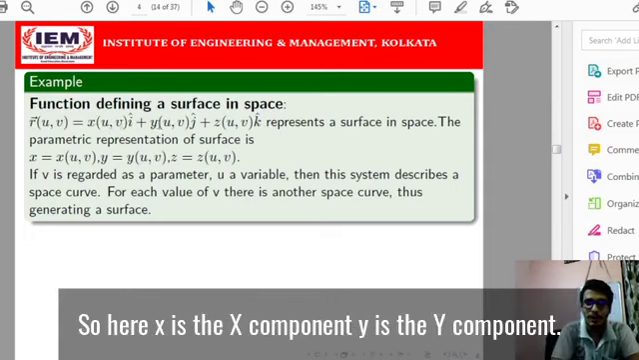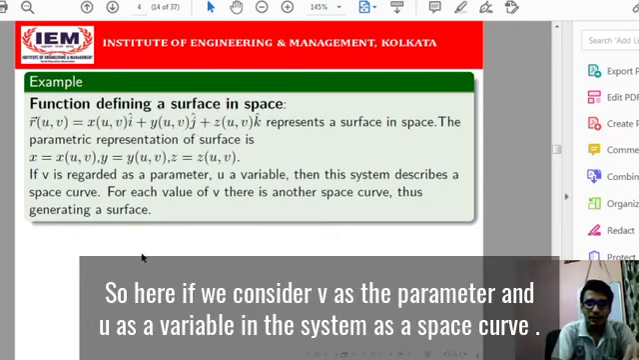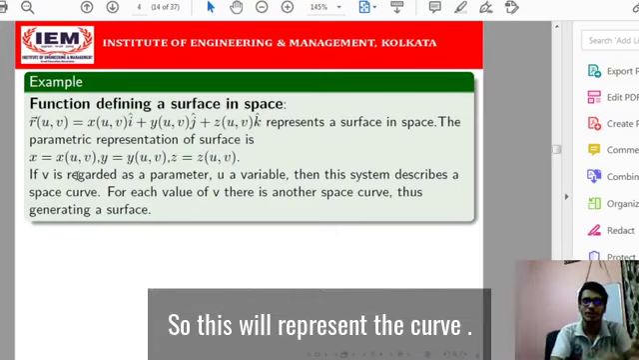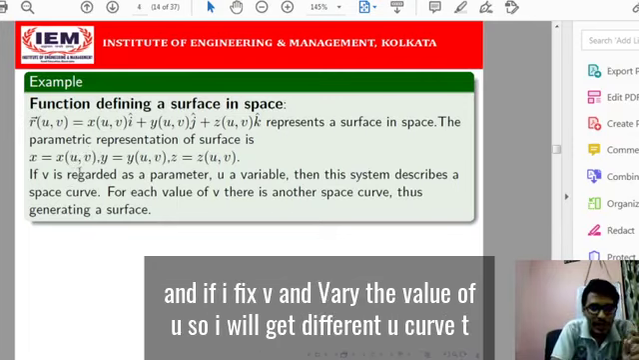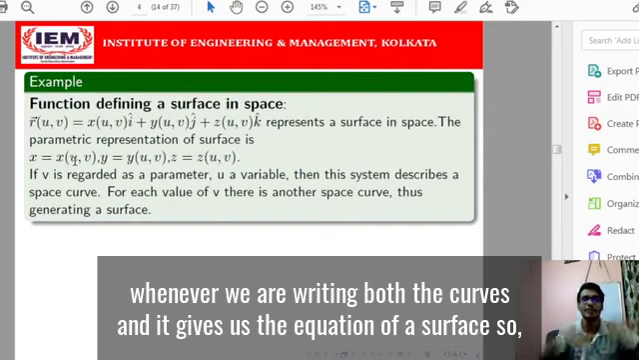So here x is the x component, y is the y component, z is the component along the z axis. So here if we consider v as the parameter and u as a variable, the system describes a space curve. That means if I fix u and vary the value of v, then only one variable will be there, so this will represent a curve. So if I vary the value of v by fixing u, then we will get the v curve. If I fix the value of v and vary the value of u, I will get a different u curve. So combining these u and v curves, these two curves intersect each other, and as we vary both of them, it gives us the equation of a surface.